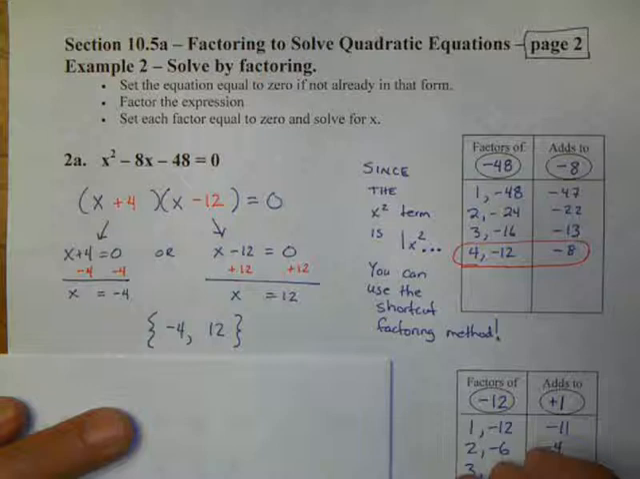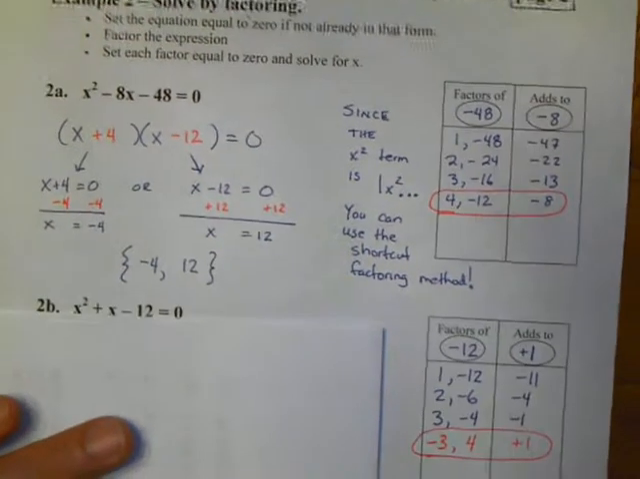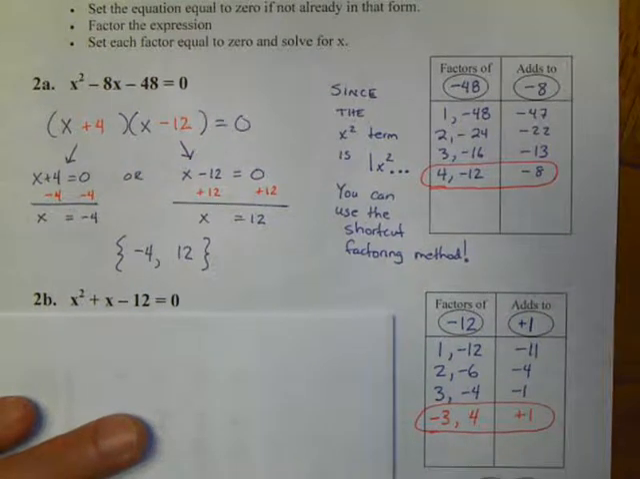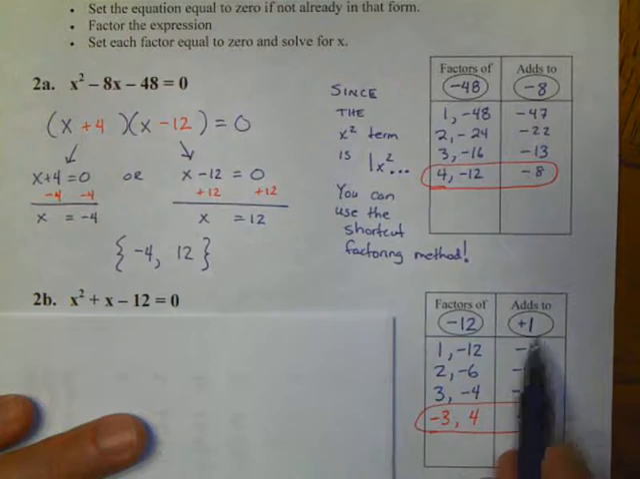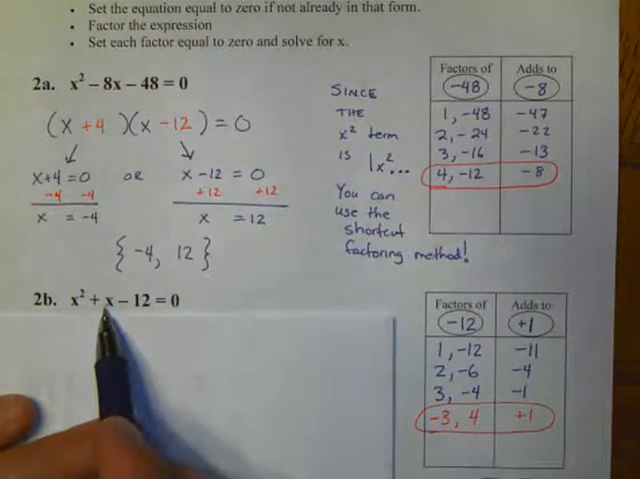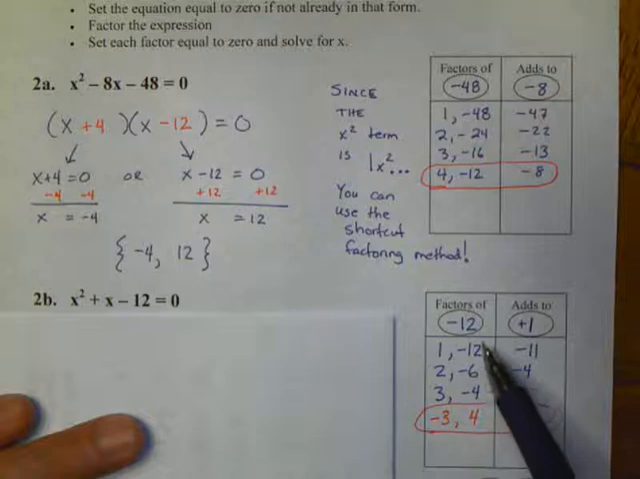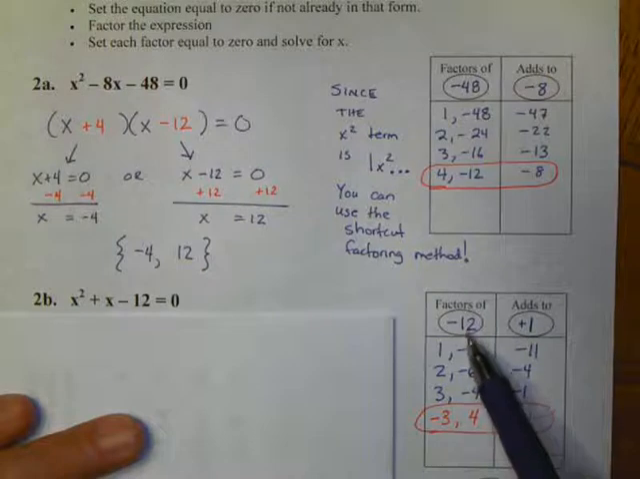So, once again, we can use that shortcut method when we only have a 1x squared in the front of our problem. As we look at our second problem, once again, it has a 1x squared at the front, and so I'm looking for factors of negative 12 that add to positive 1. The positive 1 comes from right here, a positive 1x.